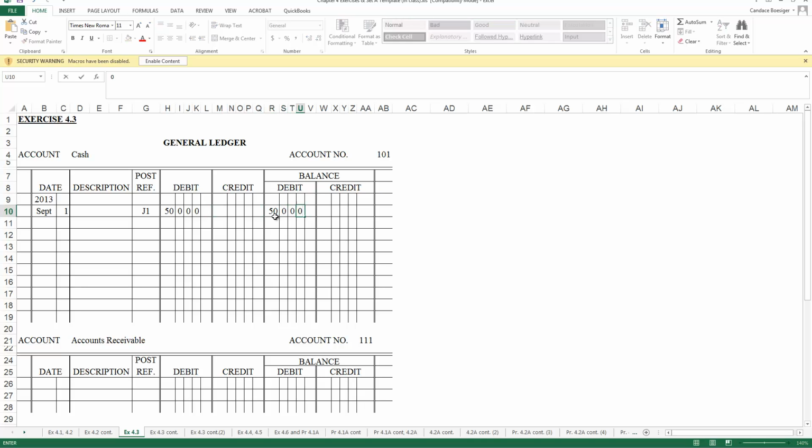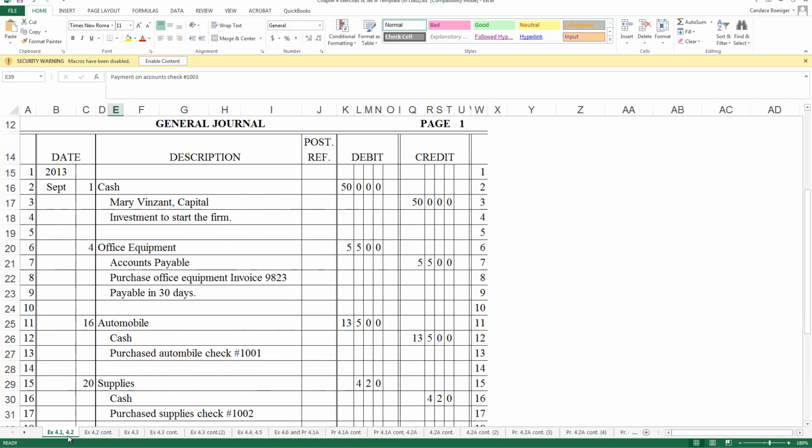But we're not quite done yet. We have to go and we have to take this back, this account number, and go put it in the posting reference next to that general journal. So I'm going to take this number right here, I'm going to highlight it, and I'm going to take it right back over here and put my posting reference to show that I have just done the entire process.